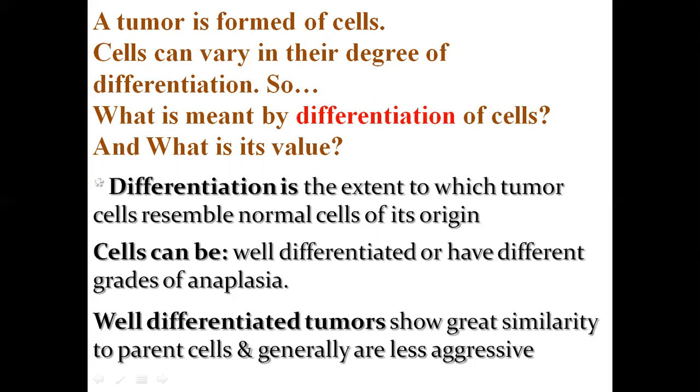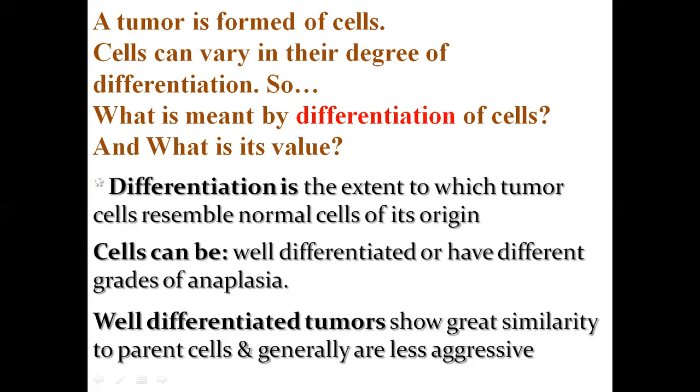And the more the cells are away from the normal shape, the greater the undifferentiation, right? Great. The worse the prognosis or the worse the outcome. Okay? So well differentiated tumors resemble the original cells to a great extent. The rest of the grades of differentiation are less similar to the original cells.